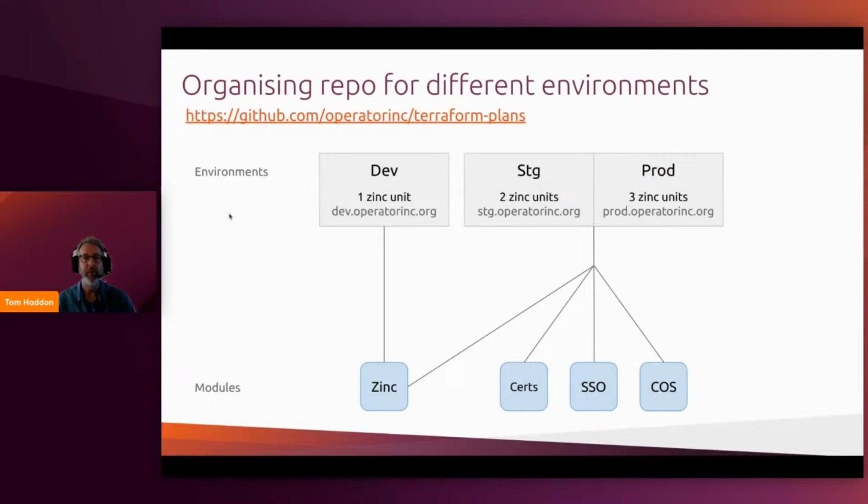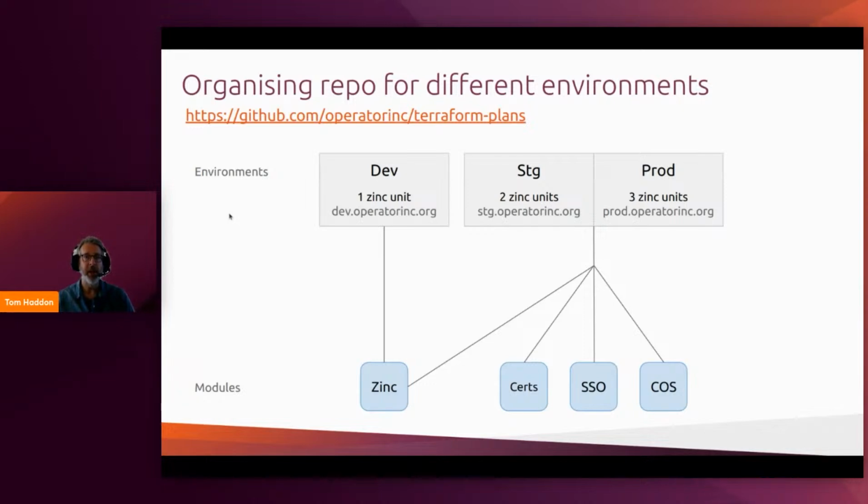Okay, so what I'd mentioned at the start of the demo is that I created a Terraform repository that has the configurations for what we've seen in some of the previous presentations. And I just wanted to give a bit of a visual explanation of how I've laid that out. Effectively, I've created modules for each of the different components. So we've got a module for Zinc, for certificates, for SSO, and for observability or JAAS.